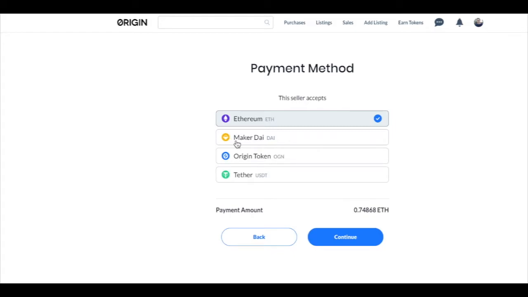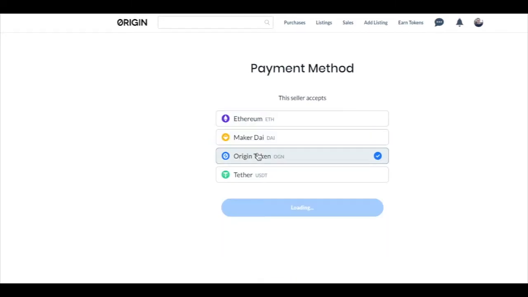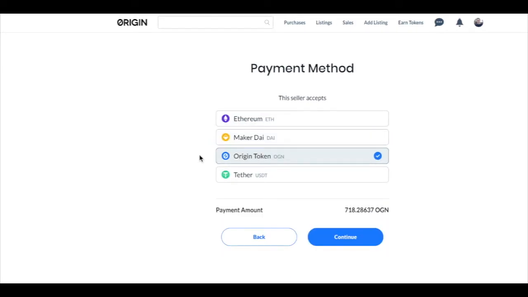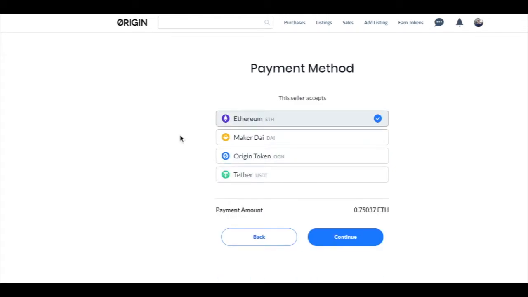2 of them are stable coins. They're always worth around a dollar. So MakerDAI and Tether. I have Ether in my wallet. I could even pay with Origin tokens, which I have in my wallet. I do not possess any Tether at the moment. So let me pay in Ether.